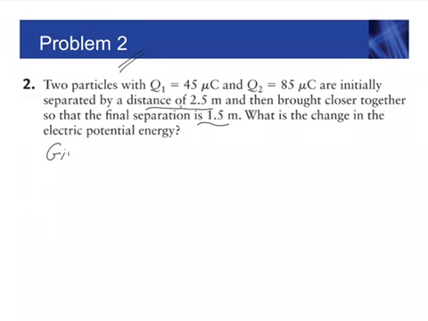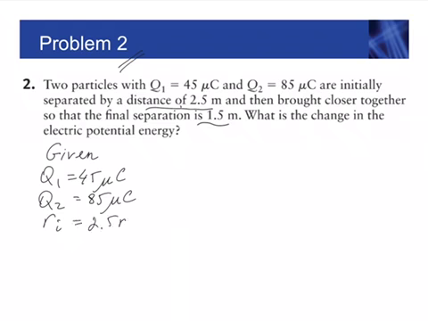Just write it down. Given Q1, 45 microcoulomb, Q2, 85 microcoulomb, R initial, 2.5 meters, R final, 1.5 meters. The change, delta, in potential energy is the question mark.